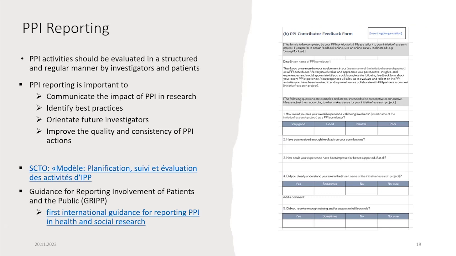PPI reporting is important to communicate the impact, as Marie just told you, of PPI in research, but also to identify best practices, because here in Switzerland, we are constructing those kinds of PPI initiatives, but we don't really have best practices that are settled. So it will really help future investigators and orient them. And this reporting is also important to improve the quality and consistency of PPI actions. You can find templates for this feedback form on the SCTO website. And you can also find an article about the first international guidance for reporting PPI in health and social research, called GRIPP. You have the link within the slides.